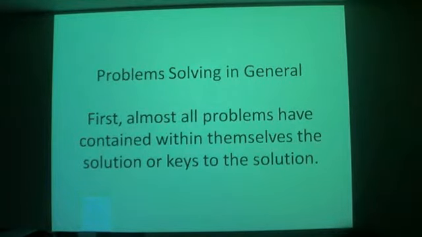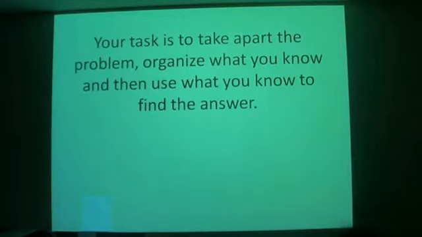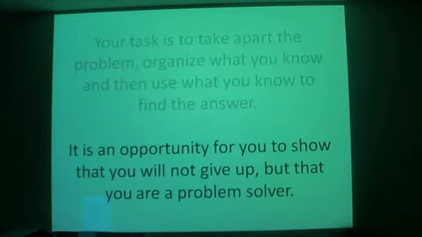General problem solving? First, almost all problems have contained within themselves the solution or keys to the solution. Your task is to take apart the problem, organize what you know, and then use what you know to find the answer.